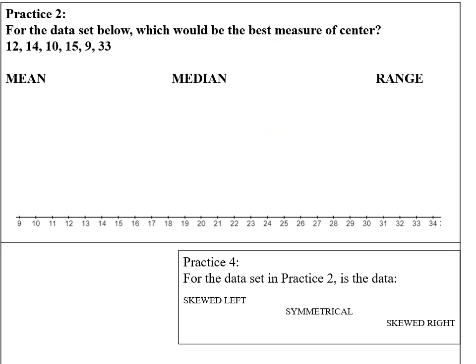Practice 2: for the data set below, which would be the best measure of center? Well, we can start figuring these out. Range is the easiest one to begin with because our biggest number is 33, our smallest is 9. 33 minus 9 is 24.